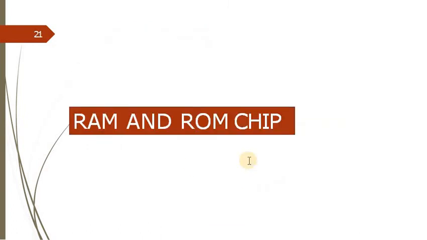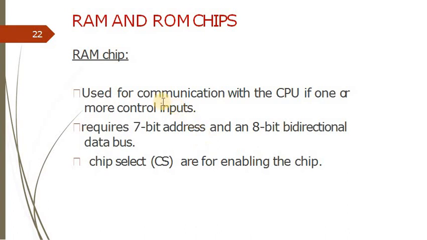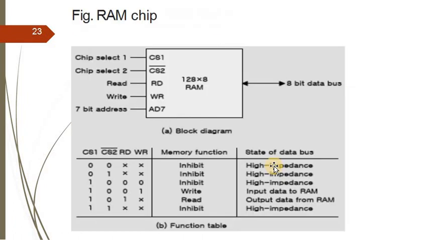Now, RAM and ROM chips are used for communicating with the CPU. If one or more control inputs are required, it needs a 7-bit address and an 8-bit bidirectional data bus. We will see the image of the chip also. Chip select is for enabling the chip. Okay, this is the RAM chip. See here, chip select CS1, CS2, read operation, write operation, 7-bit address, that is AD7. This is a 128 into 8 RAM, with an 8-bit data bus that is bidirectional.